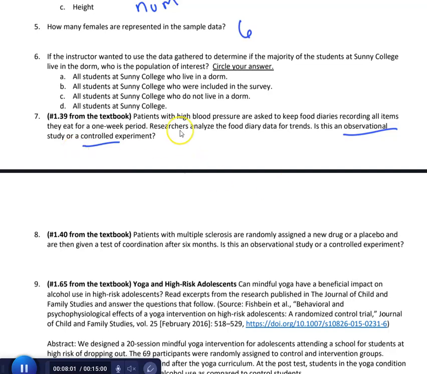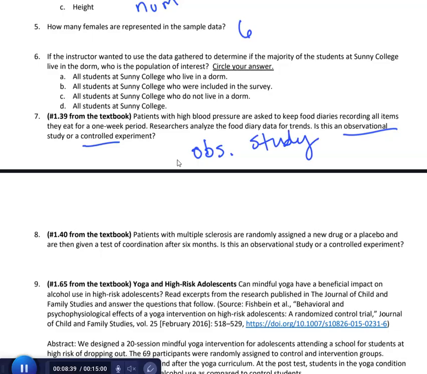So number 7, it says patients with high blood pressure are asked to keep food diaries recording all items they eat for a 1-week period. Researchers analyze the food diary data for trends. Is this an observational study or a controlled experiment? Now, they did not say that they assigned participants to one group or another. There was no treatment. There was no placebo. They literally just said, record what you eat. We're going to pull that data. So they took the data and looked for data trends. So that means that we're looking at an observational study there.